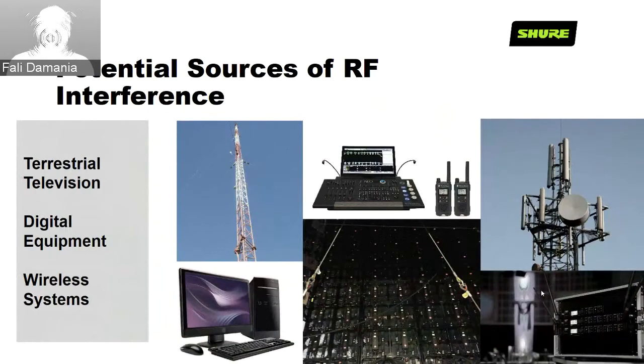On this slide, we're going to see potential sources of RF interference. Now, to make this very simple, everything electronic emits RF. No ifs, ands, or buts about that statement. Everything electronic emits some kind of RF. So your desktop computer, your beautiful console, TV stations, walkies, lighting consoles, radio towers, LED walls, they all emit RF in one form or the other. And we need to be careful from our end that the frequencies we choose are way high in amplitude above the noise floor and away from frequencies that could potentially interfere with the frequencies that we have chosen.